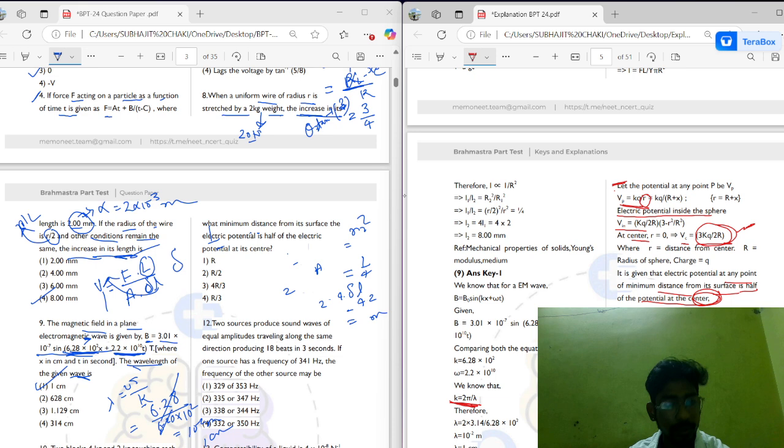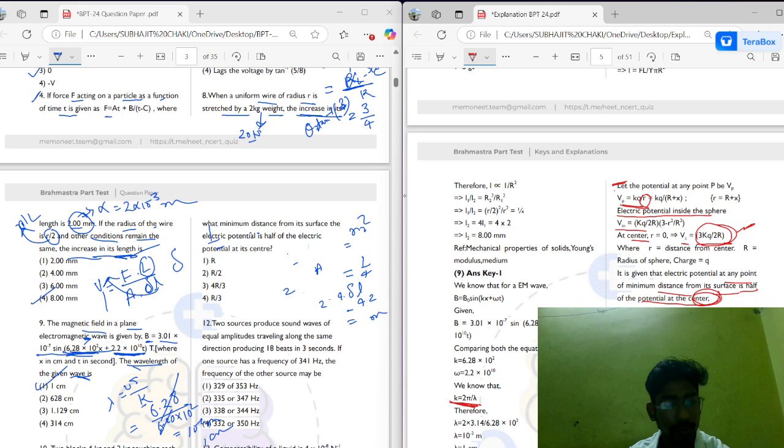Now equate this with the potential at the same distance. kq cancels out, so 3 by 4r, that means 4r equals 3r plus 3x. Sorry, not 12r, 3r. So 4r minus 3r will be r, so x equals r by 3. That distance will be equal to r by 3. Option number 4 will be the correct option.